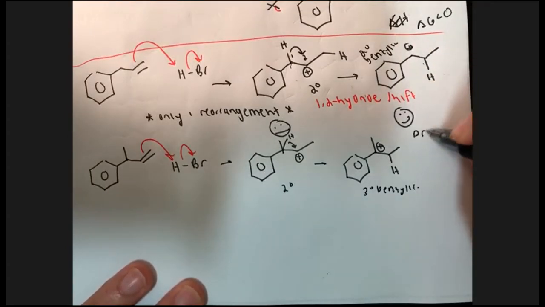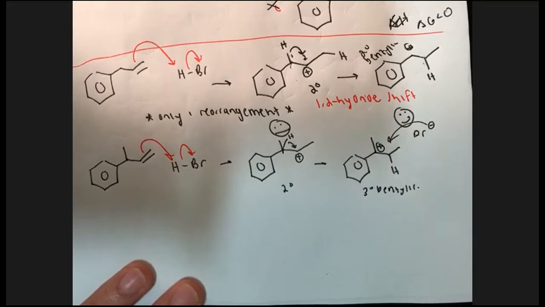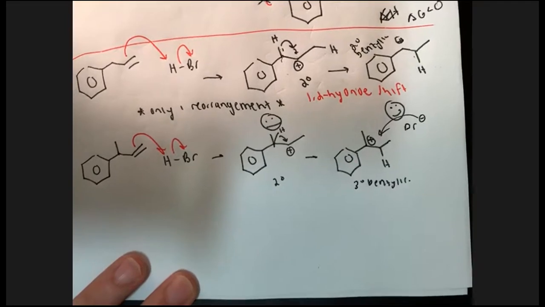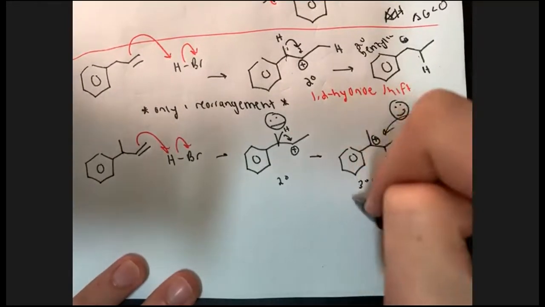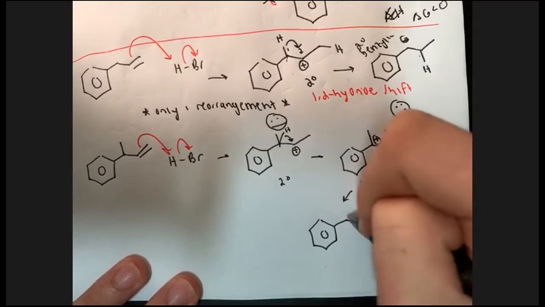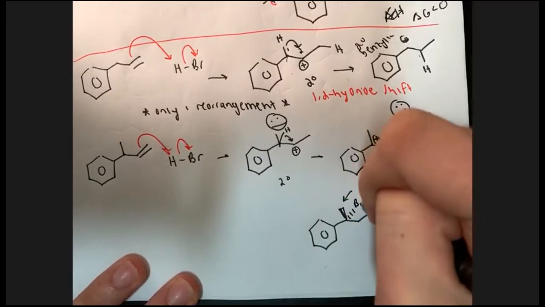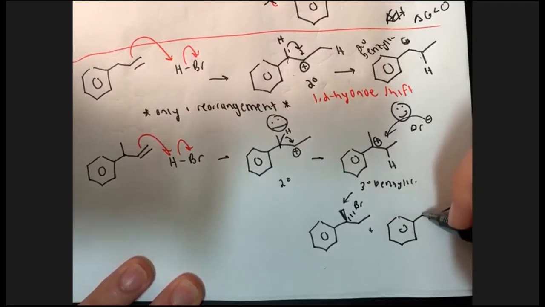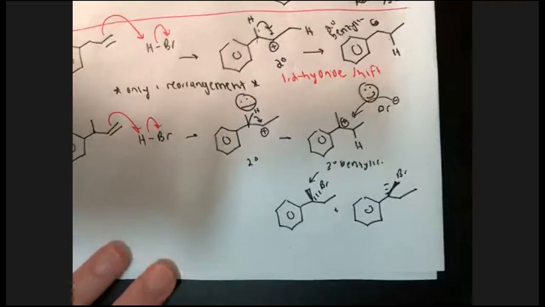So I'm gonna show this bromine coming in there. Remember that intermediate is sp2, so we can hit the top face or the back face. So we're gonna get two different products. So if you drew this and that, you were correct and you get full points.